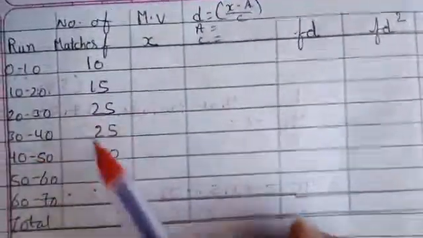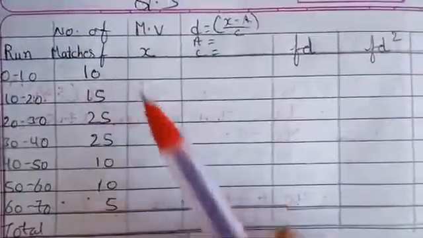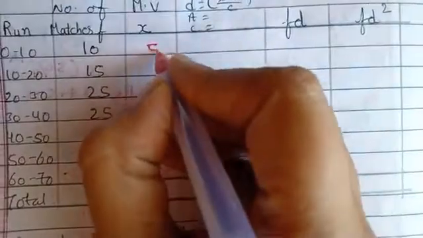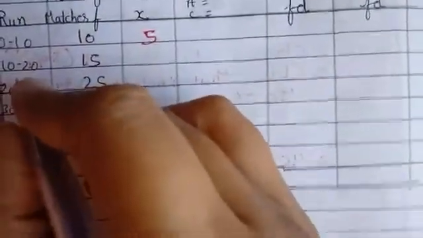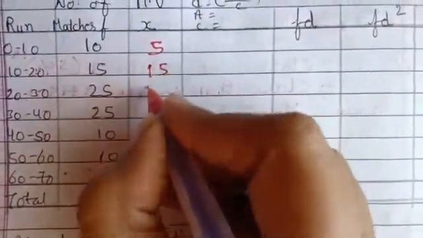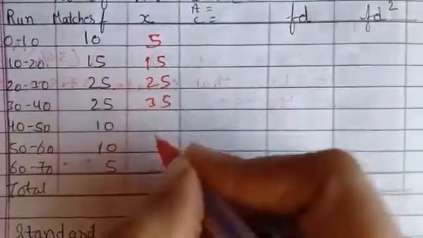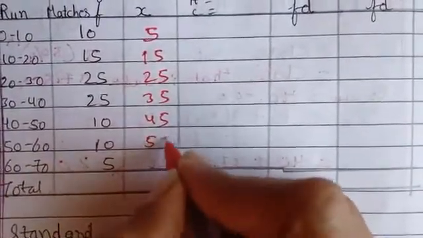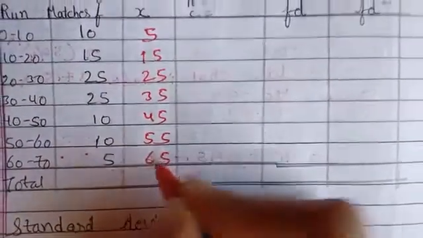Now here, runs and F is given. First of all we will find out the mid value. That is 10 plus 20 divided by 2, 20 plus 30 divided by 2. It will come 15, 25, 35, 45, 55 and 65.